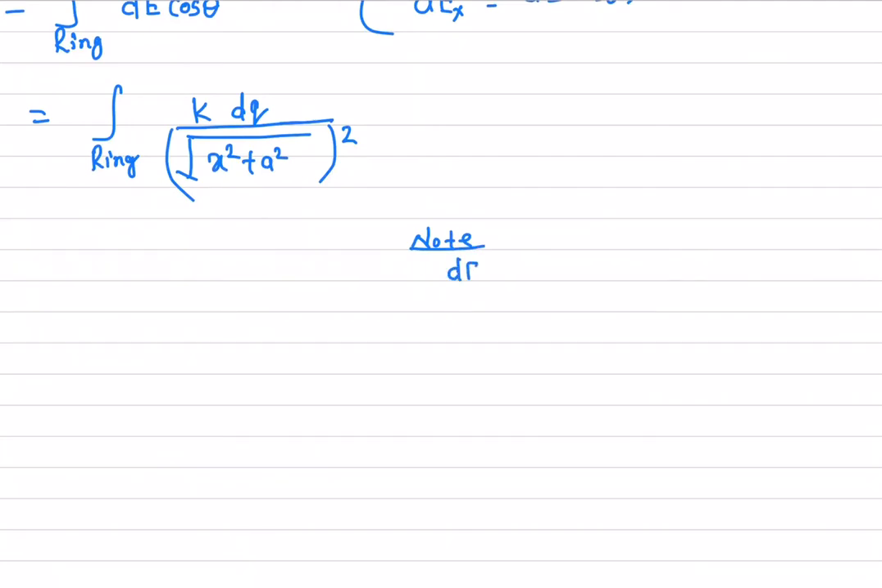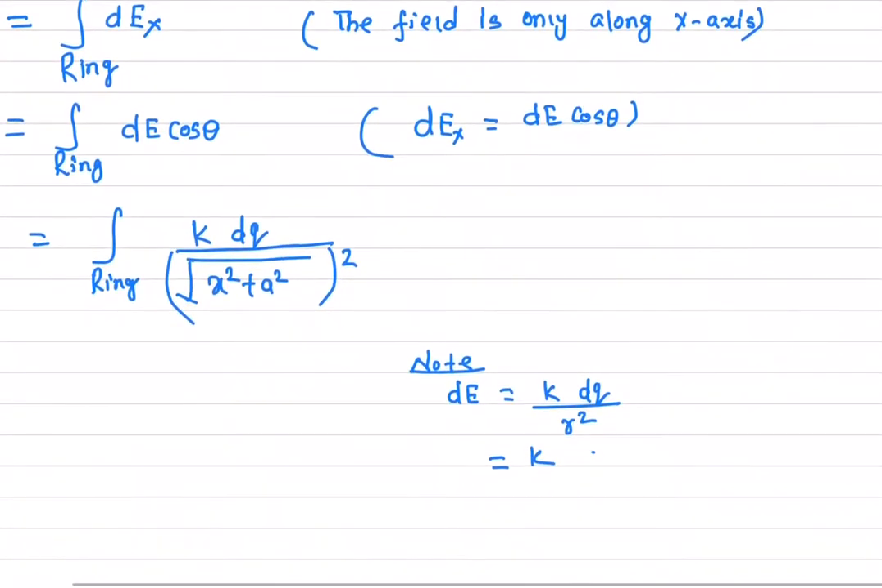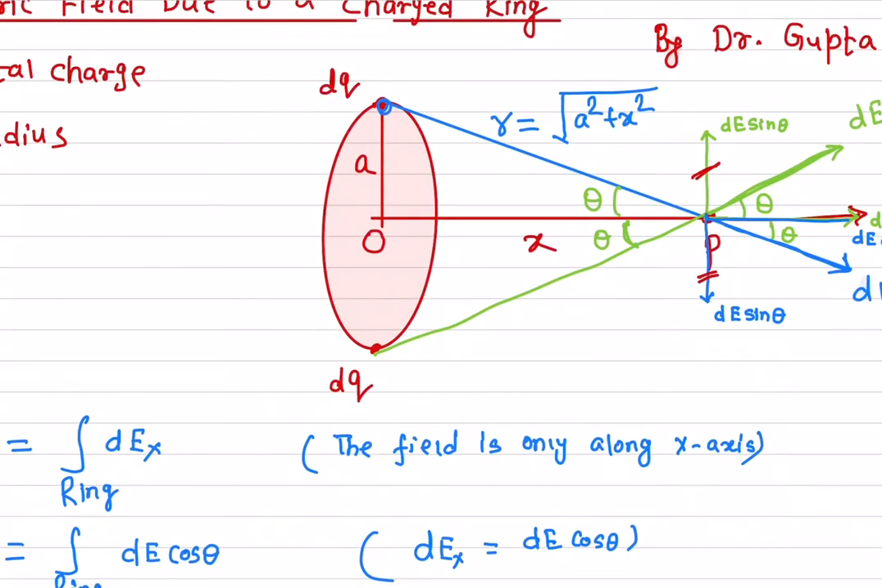Remember, how do you find out the electric field? The electric field is given by K, the charge over R square. Here I'm using the dE because we're just taking a tiny segment of charge. In this case, this tiny charge is dq, so I just write down the dq.